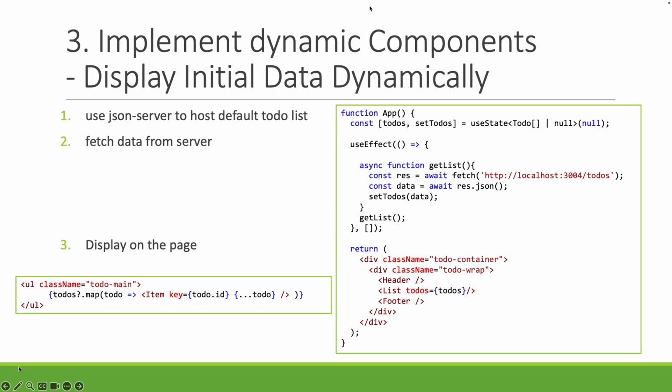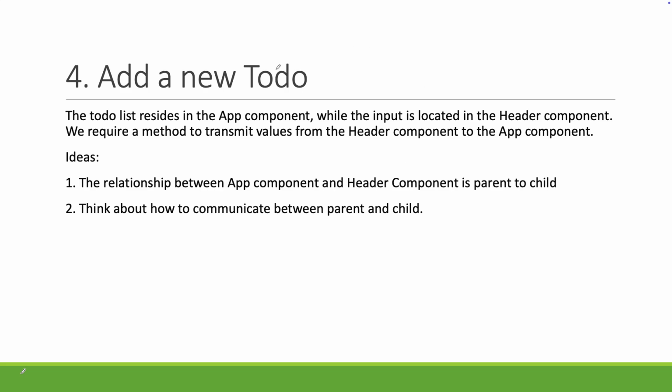What we have done so far is we dynamically display the initial data using the JSON server, which is this dependency. You can add in the dev server to host the default data, as we mentioned earlier. Then we also decided to put our to-dos inside the app because it's easier for us to pass the data around, which are communicated between the header, the list, and the footer. These three components. So the next feature we are trying to do is to add a new to-do.